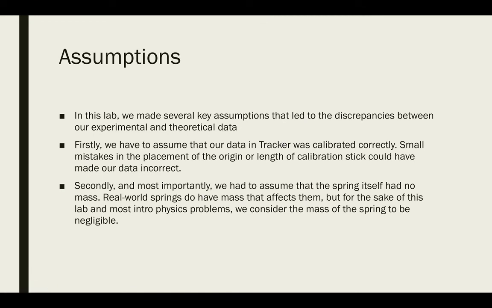Assumptions. In this lab, we made several key assumptions that led to the discrepancies between our experimental and theoretical data. Firstly, we have to assume that our data in Tracker was calibrated correctly. Small mistakes in the placement of the origin or length of calibration stick could have made our data incorrect. Secondly, and most importantly, we had to assume that the spring itself had no mass. Real-world springs do have mass that affects them, but for the sake of this lab and most intro physics problems, we consider the mass of the spring to be negligible.